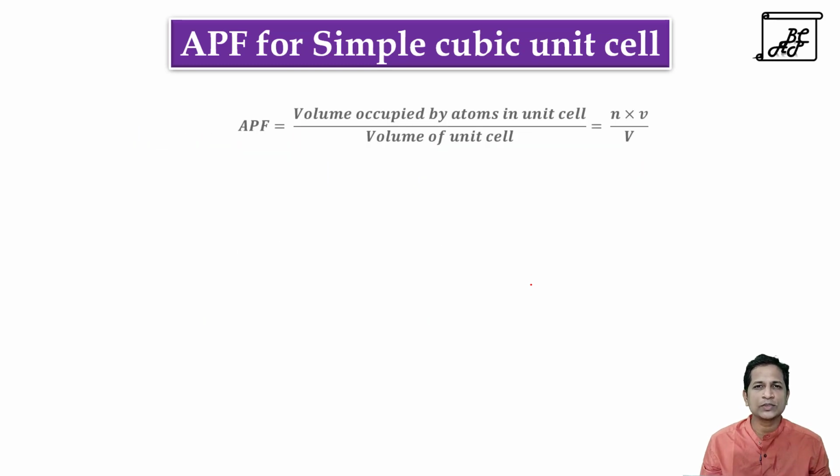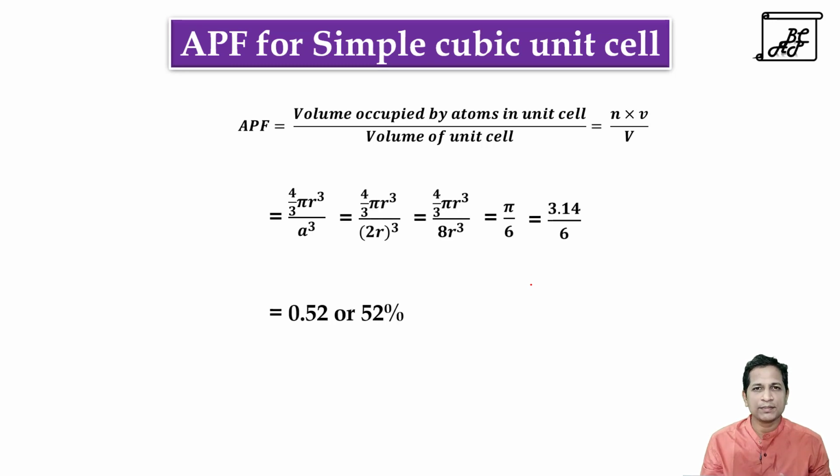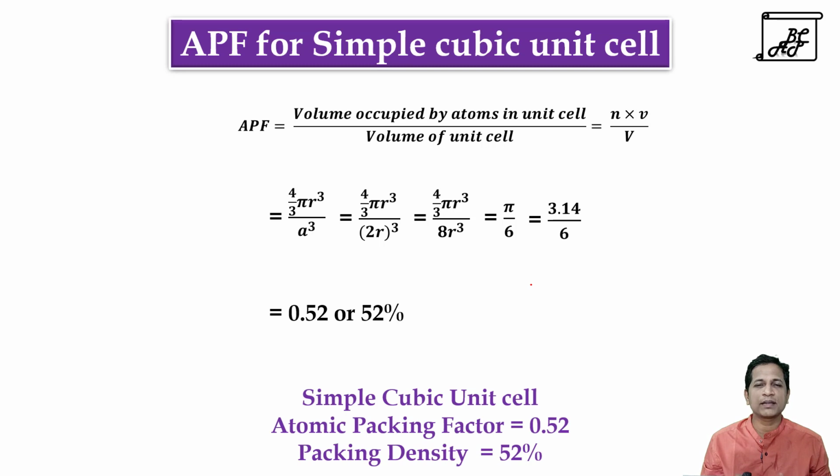Let's substitute all these values into the formula of atomic packing factor. There is only one substitution for A, that is A is equal to 2r. Once we substitute, the APF is calculated as 0.52 or 52%. That is how we have calculated. For simple cubic unit cell, atomic packing factor is 0.52, whereas packing density is 52%.